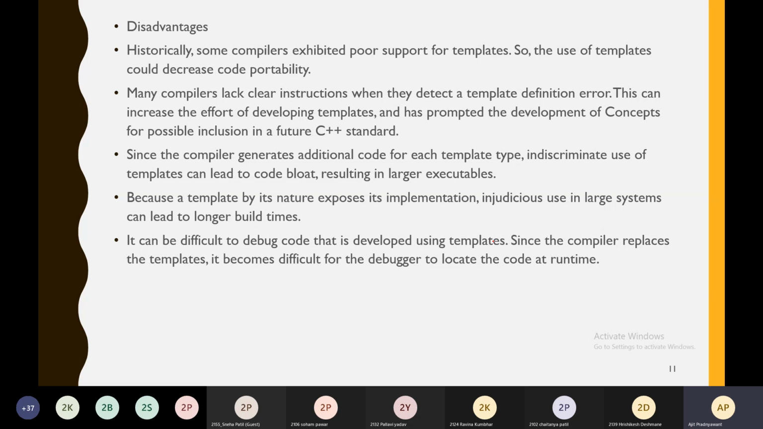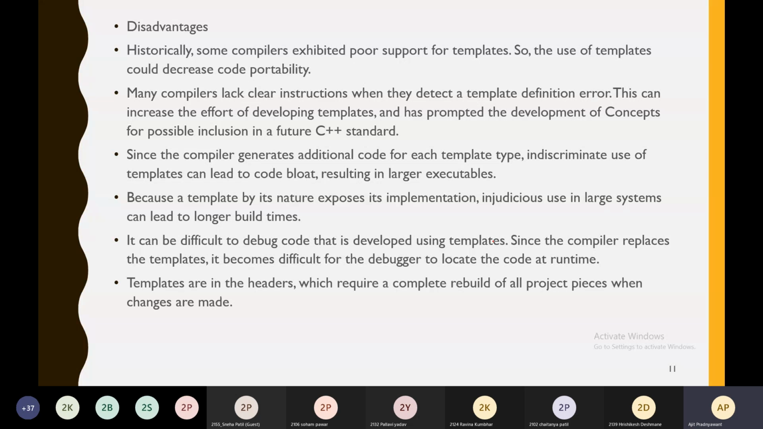It can be difficult to debug code that is developed using templates. Since the compiler replaces the templates, it becomes difficult for the debugger to locate the code at runtime. Templates are in the headers, which require a complete rebuild of all project pieces when changes are made. So there is no information hiding, all code is exposed in the header file. So this is one of the limitations of templates.